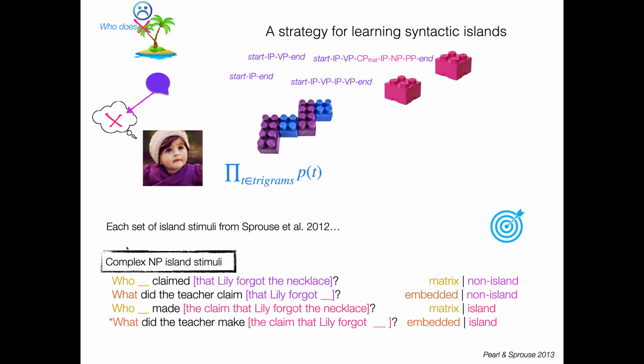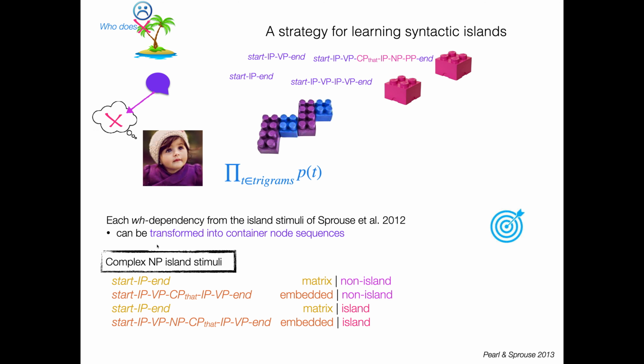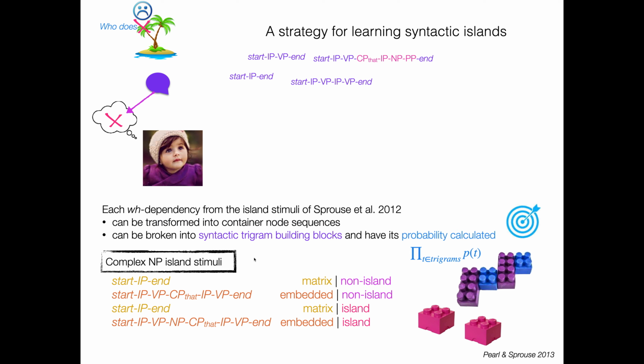So again, just to refresh our memories, in complex NP EyeLands stimuli, again, these four options where this bottom one is the one that crosses the complex NP EyeLand and was extra bad. What we can look at is, for each WH dependency from each stimulus set, we can just transform them following this learning strategy into container node sequences. Just these sequences of the nodes that contain the gap in each case. And then break them up into their syntactic trigram building blocks. And then by using those building blocks, we can calculate the probability for that particular dependency in each case.